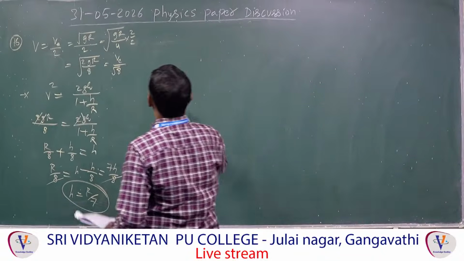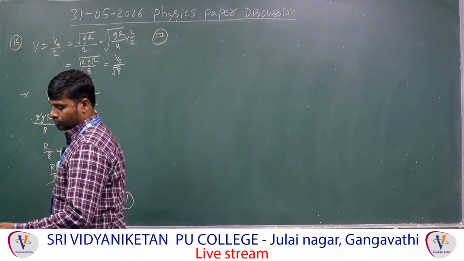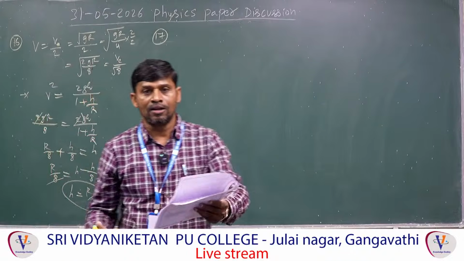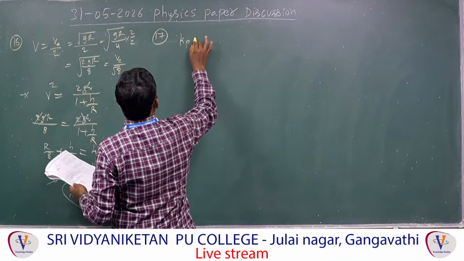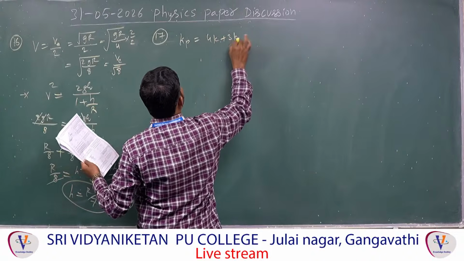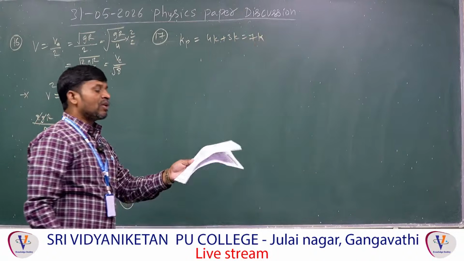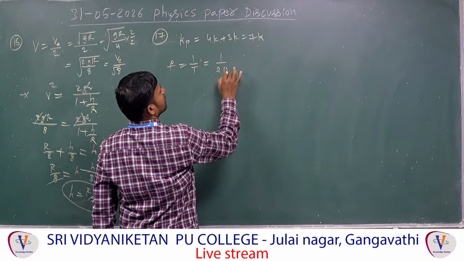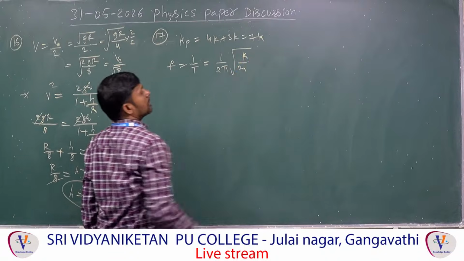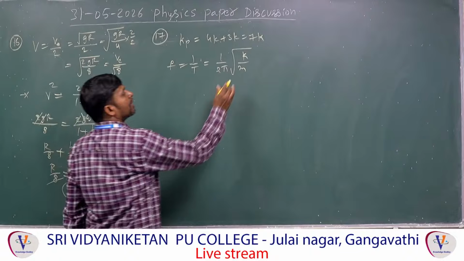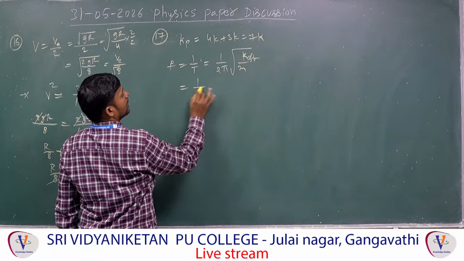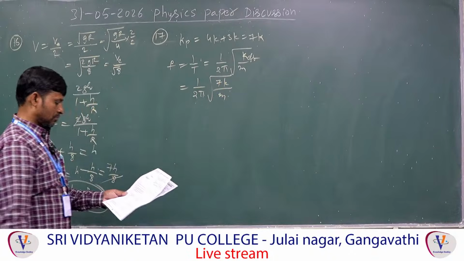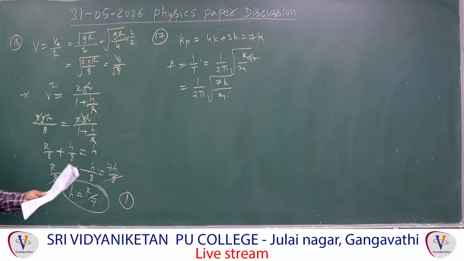Now problem number 17. In the given question, two springs are connected in parallel. What is the effective spring constant in parallel? 4k plus 3k, which is 7k. What is the frequency? Frequency means 1 by T, which is 1 by 2 pi into root of k by m, where k is the effective spring constant. So the frequency is 1 by 2 pi root of 7k by m, and we get the third option.